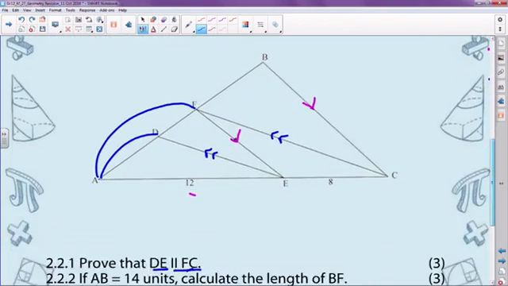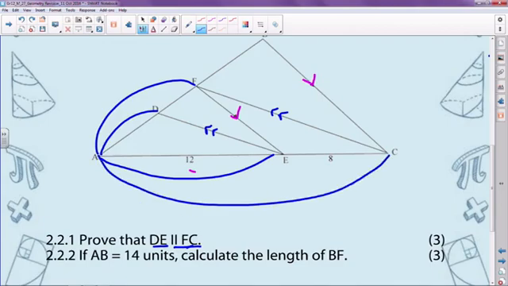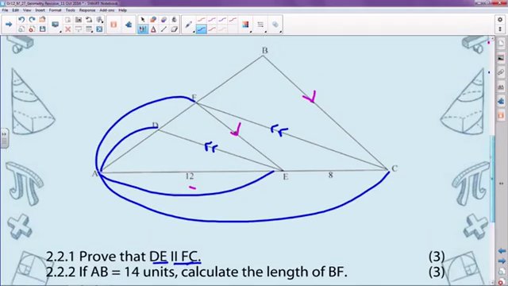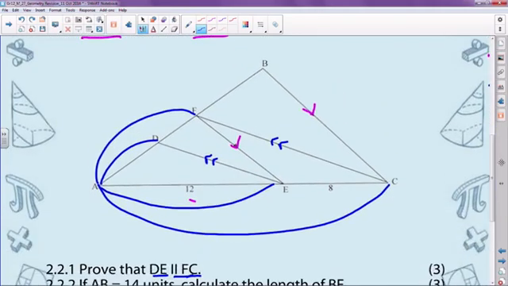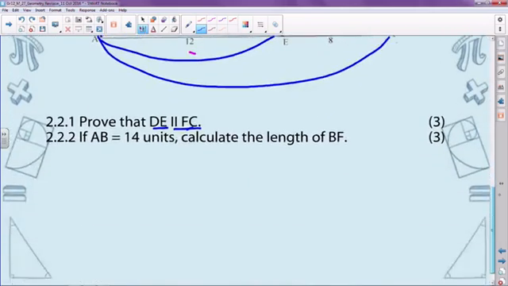So for me to prove that DE is parallel to FC, I want to try and show that side AE over side AC is in the same proportion as the sides they gave you, AD over AF. So it must be equal to 3/5. If I can show that, then that's the converse of the proportion theorem, because that means the line will then divide that triangle in proportion. Okay, so let's try that out.